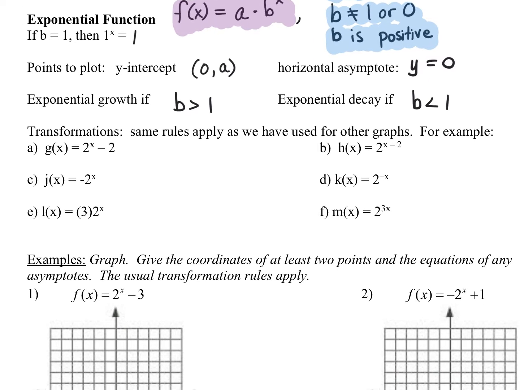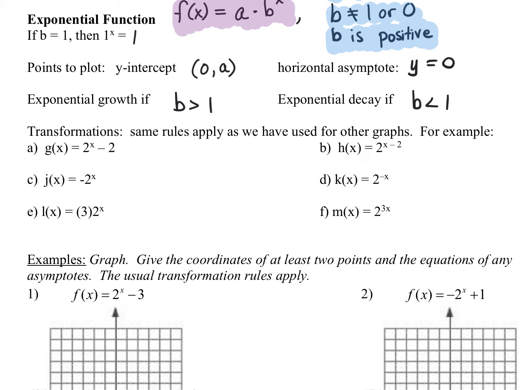So these graphs will have horizontal asymptotes. The non-transformed graph would have a horizontal asymptote at y equals 0. The y-intercept is a point that we're going to use extensively. Again, we're going to plug in the value of 0 for x. Anything raised to the 0 power is 1, so we'd end up with 1 times whatever our a value is to find our y-intercept.